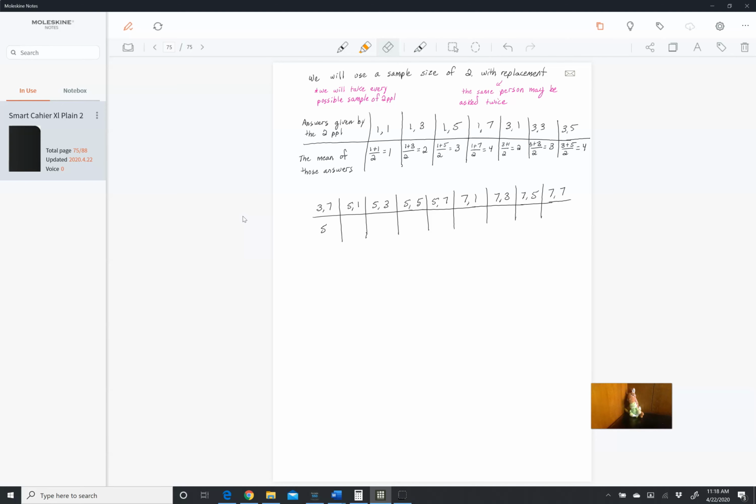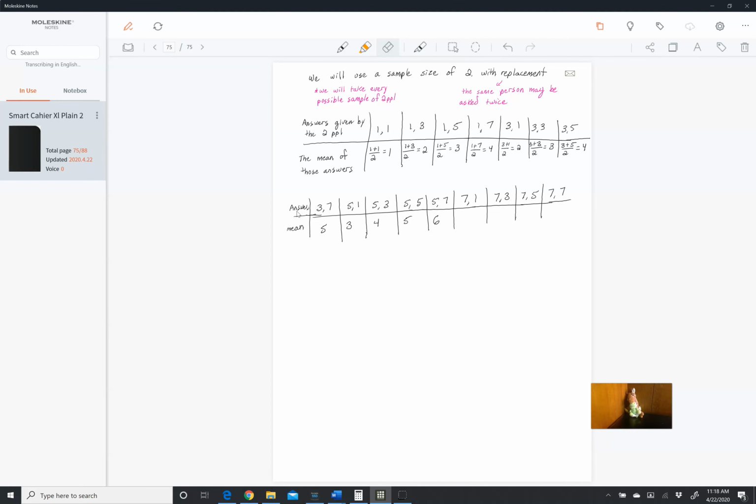Okay, and if we take the averages, so this is answers, and this is mean. Okay, it's just continuing from up here. That's all that's happening. So 5 and 1 is 6, over 2 is 3. 5 and 3 is 8, over 2 is 4. 5 and 5 is 10, over 2 is 5. 5 and 7 is 12, over 2 is 6.